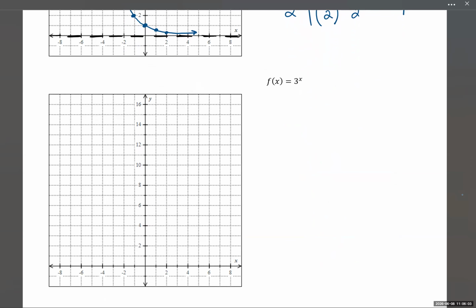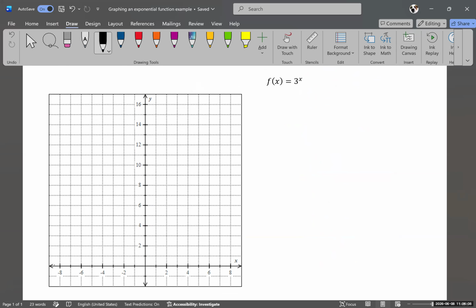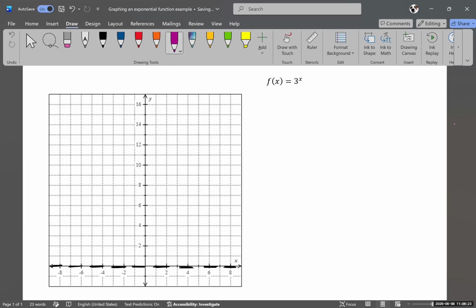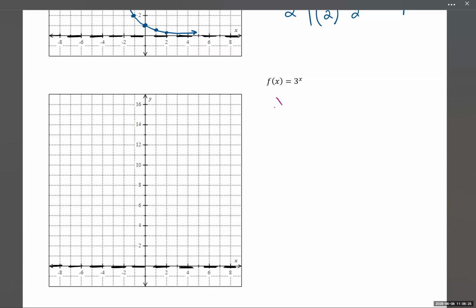Let's try this again. And once again, I'm going to go ahead and start by just drawing the horizontal asymptote along the x-axis. Dashed lines. And then we'll make a table of x, y values. X and y. And I'll stick with -2, -1, 0, 1, and 2 for x.